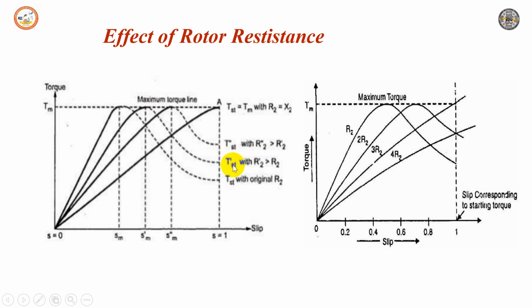If maximum torque Tm is required at start, then Sm is equal to 1. Maximum slip should be equal to 1. At start, slip is always unity. Therefore R2 by X2 is equal to 1, which is equal to Sm. So R2 is equal to X2. This is the condition for getting Tst equal to Tm. So if you observe here, as you increase the resistance, the slip at maximum torque increases, but the maximum torque remains the same. It is represented by this.